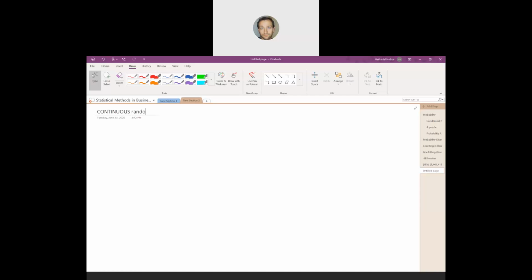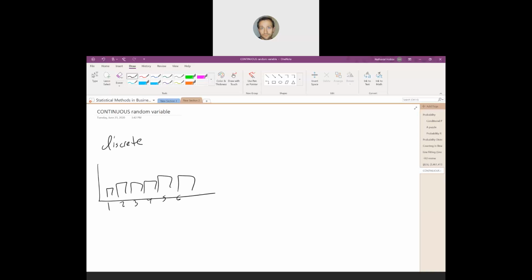Continuous random variable. So, quick picture. Discrete is a bar chart. Right, whatever. 1, 2, 3, 4, 5, 6. Doesn't matter. So long as these things add up to 1, it's fine.